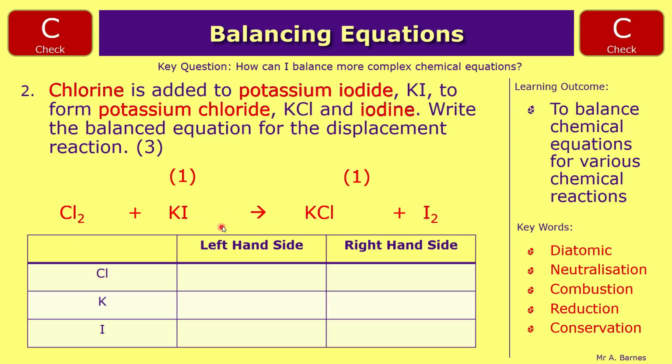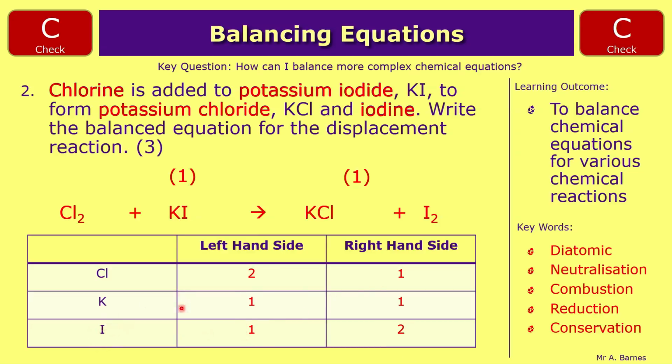So you'd get 1 mark for the left hand side, 1 mark for the right hand side, and then the third mark is for the balancing. So let's have a look. So in this case what I'd do is either choose the iodine or the chlorine, which are the ones that need doubling.